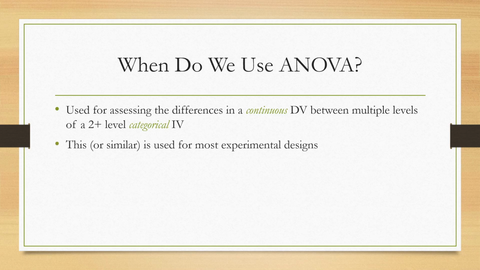Now, what's interesting is you'll see the ANOVA used in a wide variety of observational designs, but observational designs often use things like correlation, they use regression, sometimes they use chi-squared, they use a lot of different things. However, for experimental designs, ANOVA or analogous procedures are often used. And take a moment to consider why.